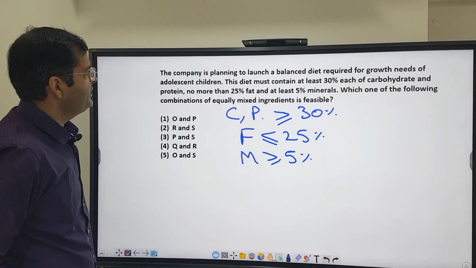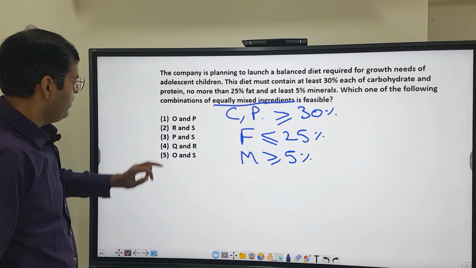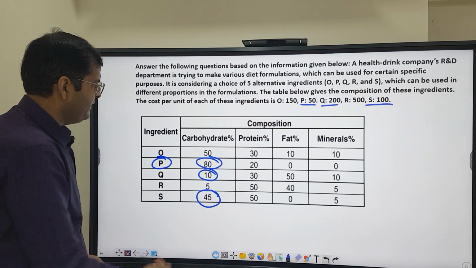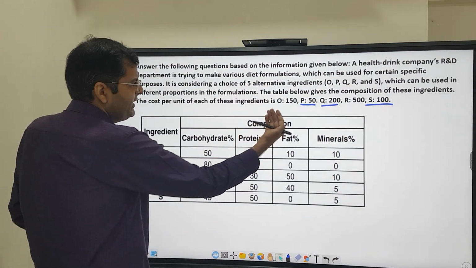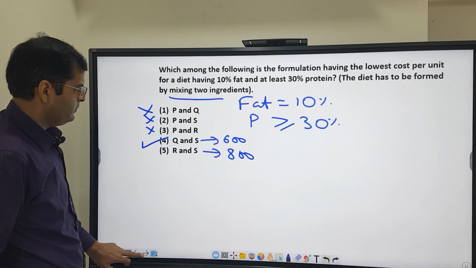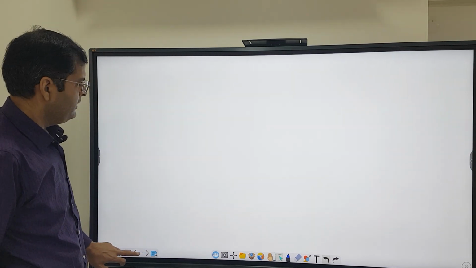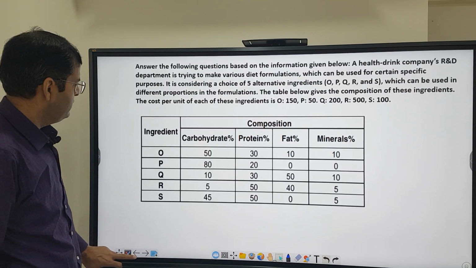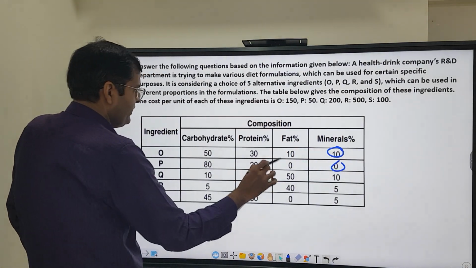Which of the following combinations of equally mixed ingredients is possible? O and P, if I take, if it is equally mixed, that means if I mix them, the mixture will have exactly the value in between. So now, what do I need? Mineral to be at least 5%. O and P, the first option. O and P, mineral is exactly 5%, in between, that is true.